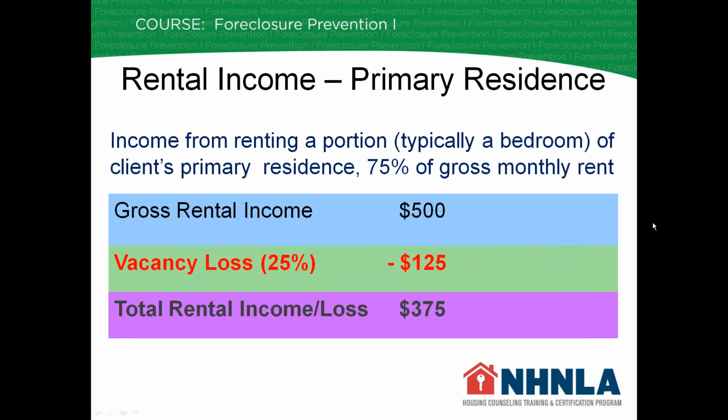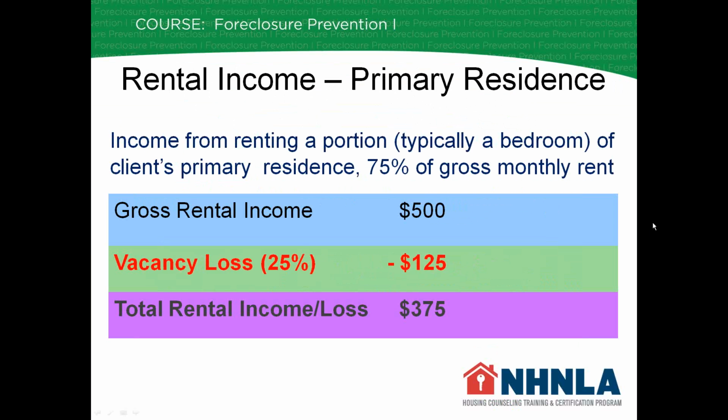Now let's talk about rental income. Income from renting a portion of a bedroom or a property, and actually let's split it up. We'll start with primary residence. So let's say you rent out a room in your home, or your client rents out a room in their home so they can help offset expenses. They are renting it at $500 a month.